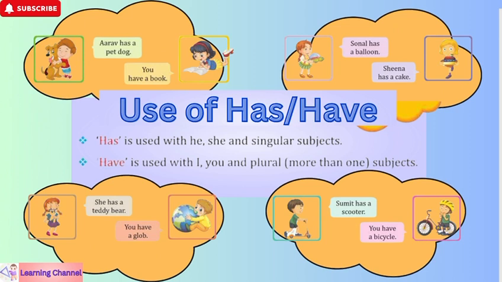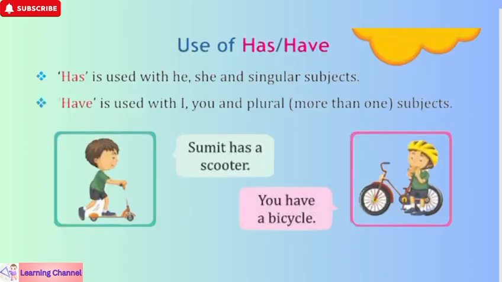Let's study the concept of has and have with examples. Sumit has a scooter. Sumit is he. That is why has is used with Sumit. You have a bicycle. Have is used with you. That is why you have a bicycle.